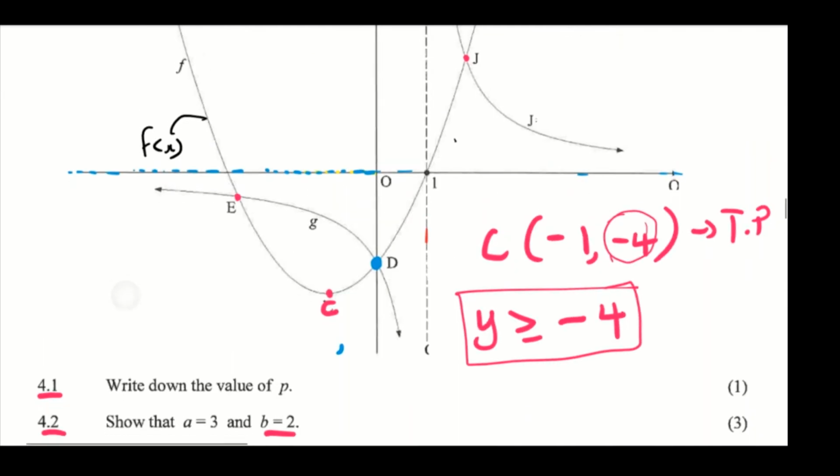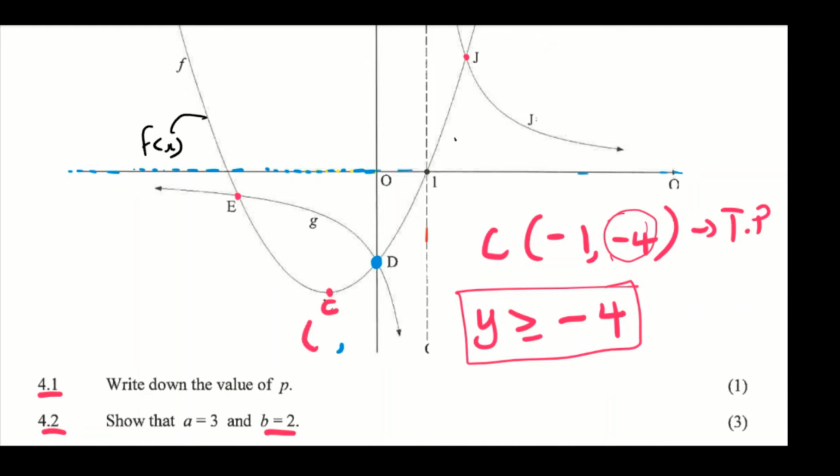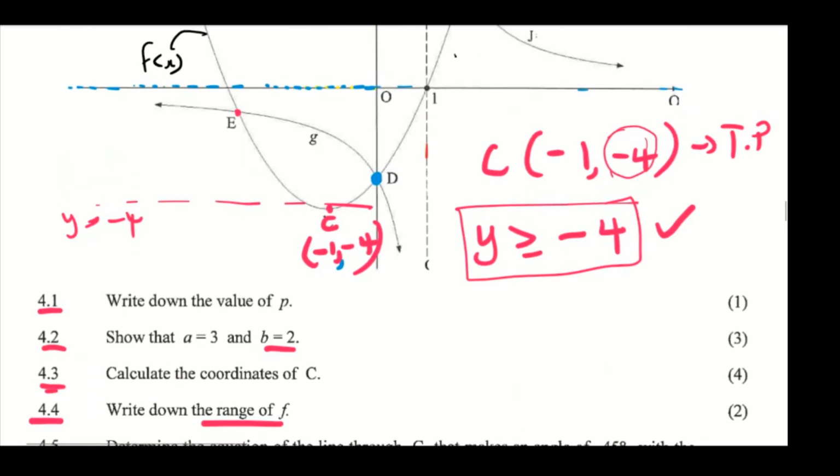So range is actually the y value, so you're predicting the y value. So if you were to write the turning point here, you're predicting the movement of the y value. So this y equals -4 is the lowest value of y of the graph of F. So it starts from that lowest value of y of -4 all the way up. There's no other value that is less than -4 in the graph of F. Hence we choose this as our final answer for the range.